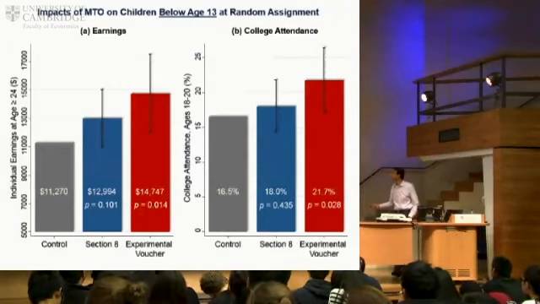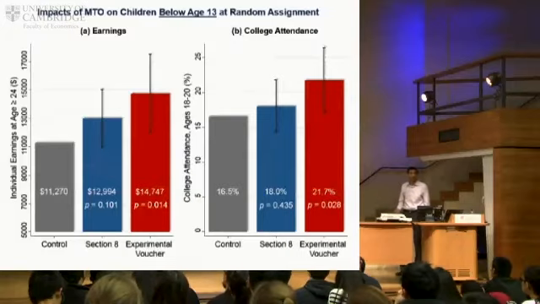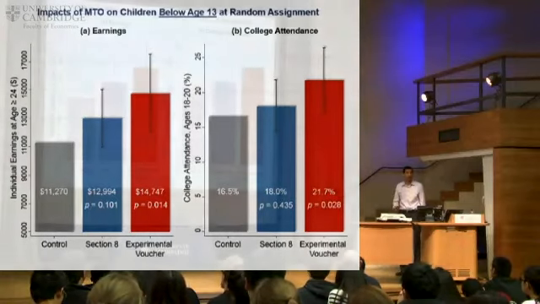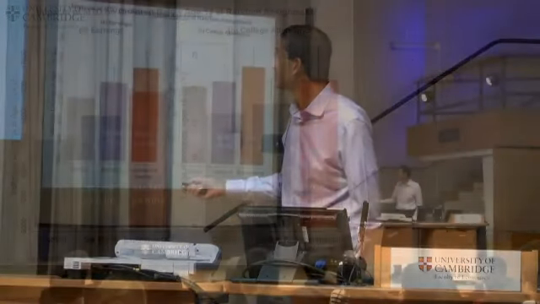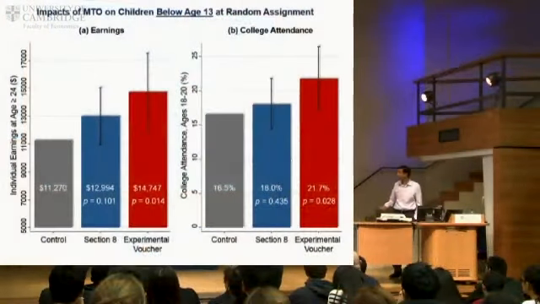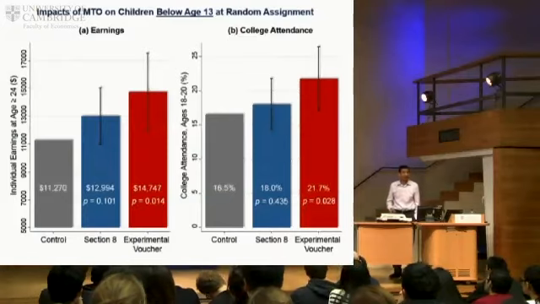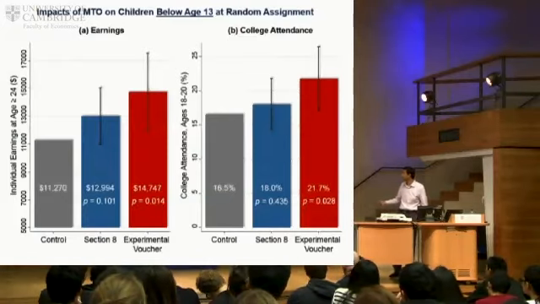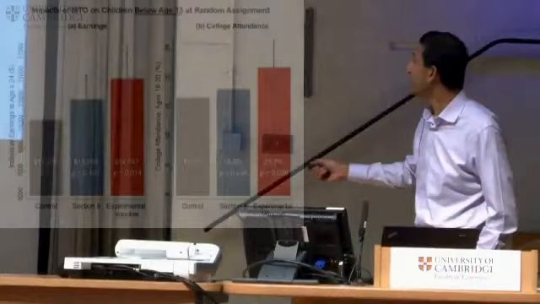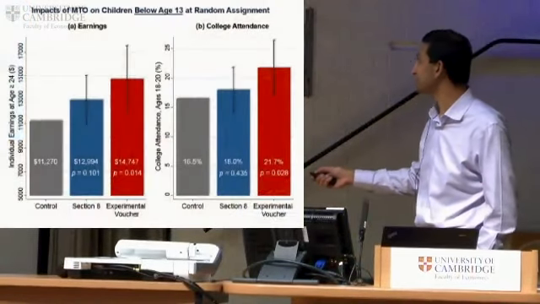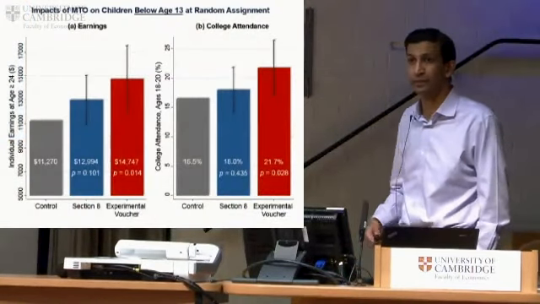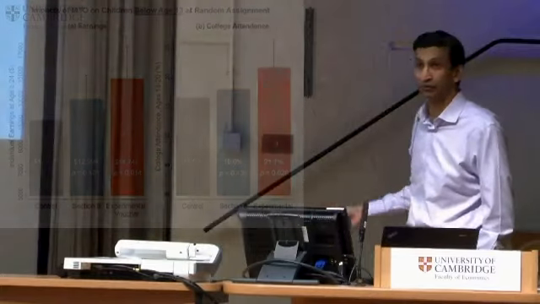And the first outcome we're going to look at is the earnings of these kids when they're in their mid to late 20s. And so what you can see is that in the control group, the mean earnings of these kids is $11,270. That compares with about $13,000 in the Section 8 group and $14,700 in the experimental voucher group.